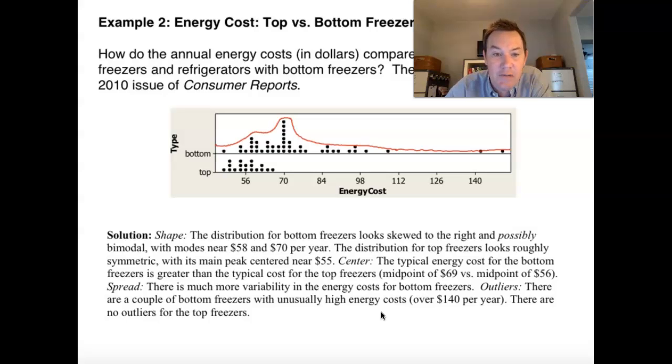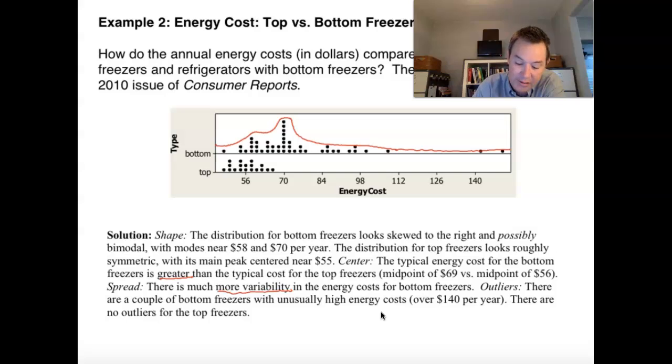The typical energy cost for the bottom freezers is greater than the typical energy cost for the top freezers. So good, that comparative language is super important to use, especially for center and spread when you're comparing two distributions. Midpoint of $69 versus midpoint of $56, and spread. There is much more variability in energy costs for bottom freezers, so it's more spread out for bottom freezers, and they're using, again, comparative language. Outliers: there are a couple of bottom freezers with unusually high energy costs, and there are no outliers for top freezers. So you can only really use comparative language for center and spread, but it's really important that you do so or else you would lose points.